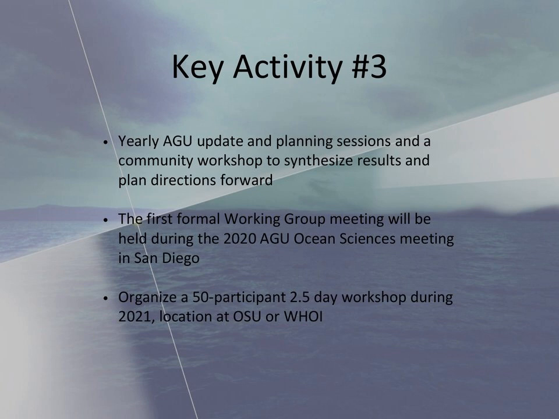So the third key activity is we'll have a yearly update to the AGU and planning sessions and community workshops, and a community workshop to synthesize these results and keep planning directions forward based on our previous results. So our first formal working group meeting will be at the 2020 AGU Ocean Sciences meeting in San Diego. And beyond that, in 2021, we will organize a 50-participant workshop either at Oregon State or WHOI.